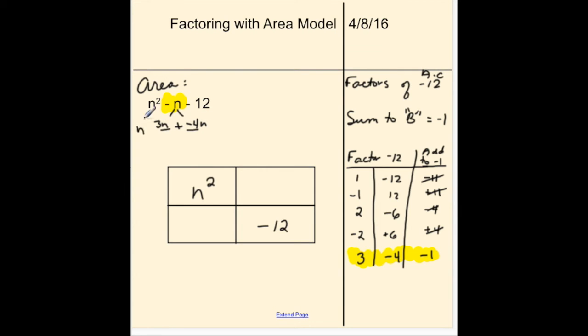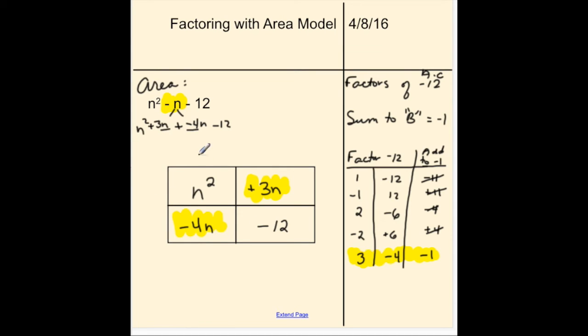So our original 4 terms of our polynomial were n squared plus 3n minus 4n, or plus negative 4n, minus 12. So if we look at our 4 area spaces, we know that the 4 terms that go in here are n squared for the first term, positive 3n, negative 4n, and negative 12. So these 2 blocks were the ones that were combined or added together to give me that b term.